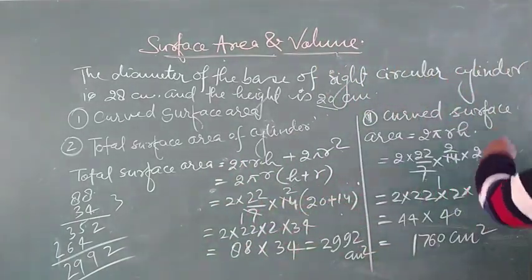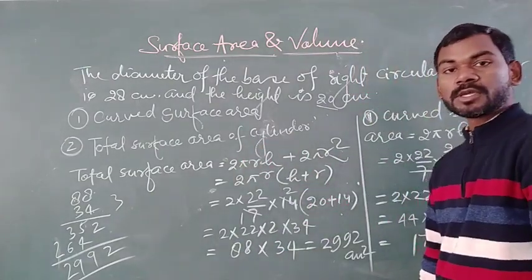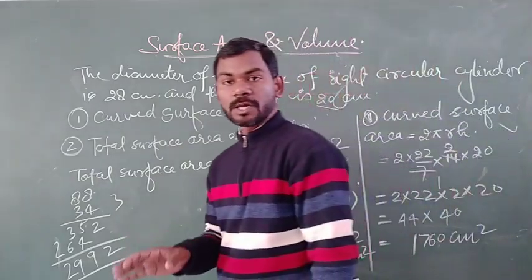So in this way we get the curved surface area and the total surface area of the cylinder. So I hope the solution is clear to everyone.